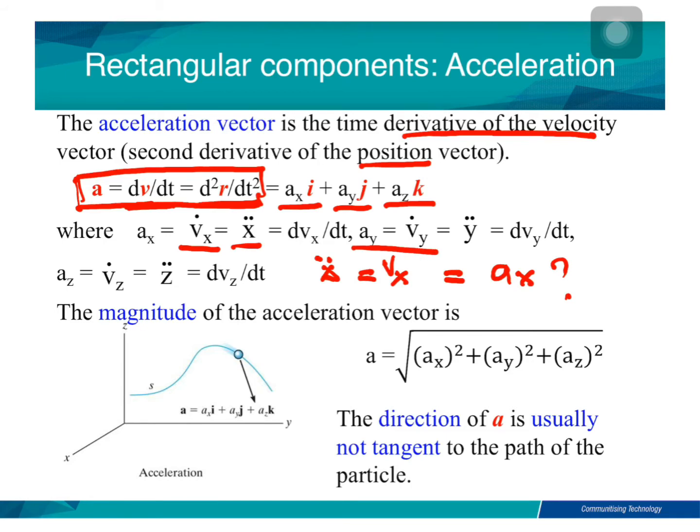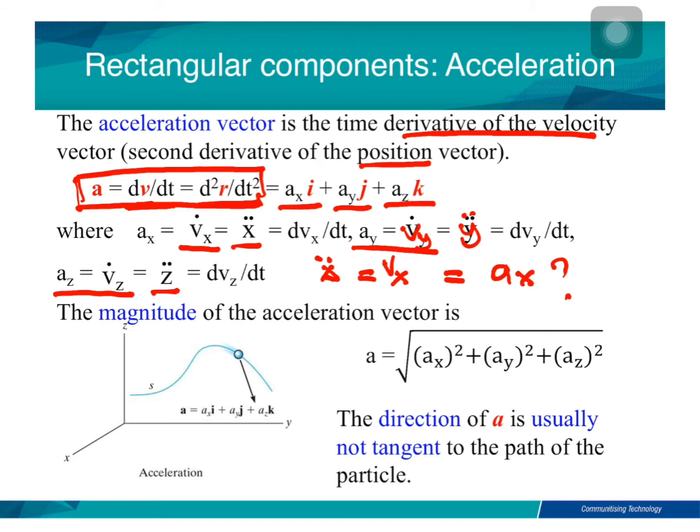As usual, here we have ay. For ay, we differentiate vy, or you can have y double dot. And then the last one, az, the acceleration in z: you can differentiate vz, or you can double differentiate z to get z double dot. Right? You must remember the previous one.